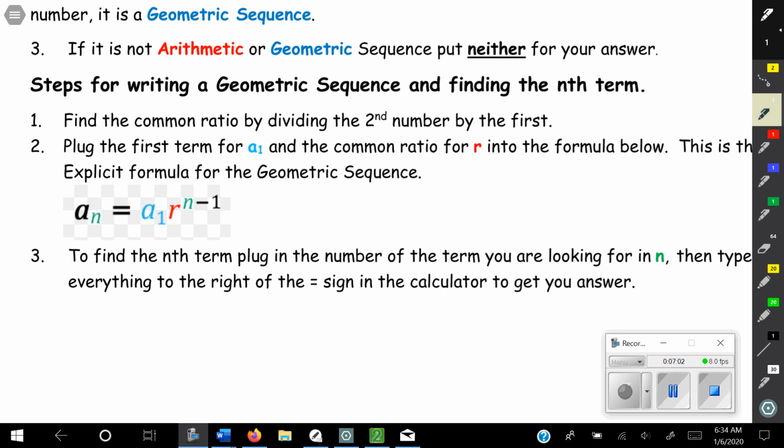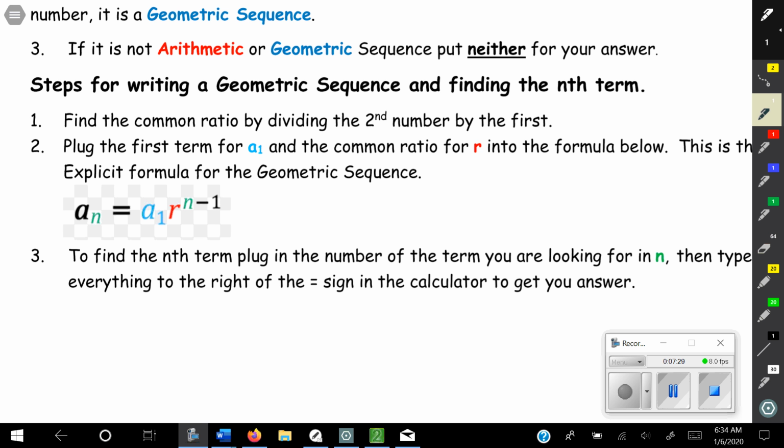Okay, so the second part of the video here is the steps for writing a geometric sequence and finding the nth term. So in this example, you already have the sequence, and we already determined that it's geometric, so you don't have to figure out if it's arithmetic or geometric. All you have to do is follow these simple steps.